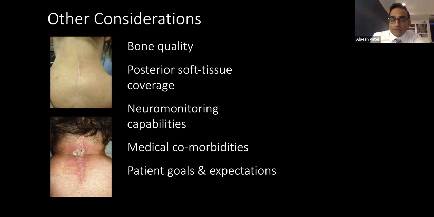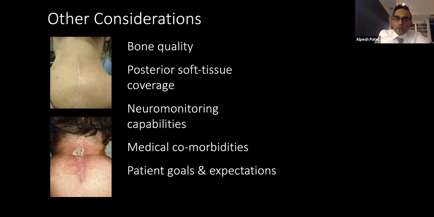Think about posterior soft tissue coverage. These are a couple of examples of folks who came with deformities, and some can turn out okay with regards to wound coverage, and others can create real big problems. So it's not uncommon that we include plastic surgery at the index level procedure to help with closure, right? Typically that's muscle advancements that are done to help with closure.